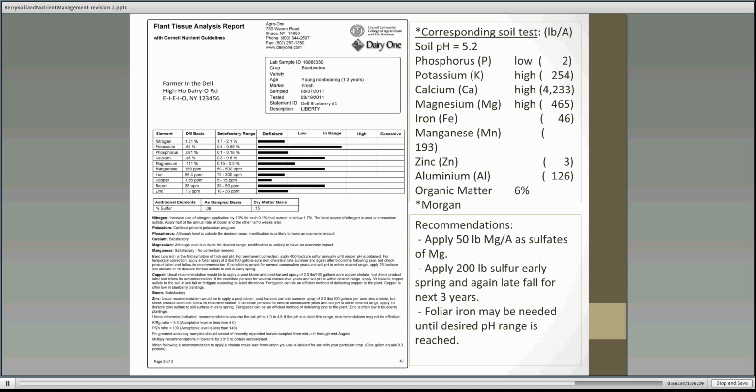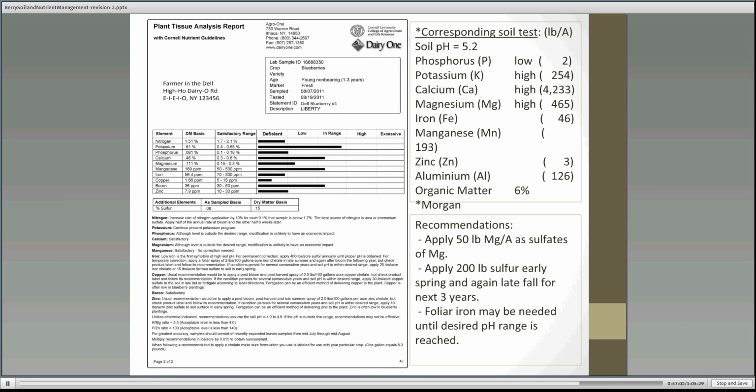Okay, here's a typical plant tissue analysis report from Farmer in the Dell at Hi-Ho Dario Road. These are blueberries. They're 1 to 3 years old. They're non-bearing, and the variety is Liberty. And you can see here there's a nice graphic that gives you the macro and micronutrients. The bar graph shows when they're in range or when they're low.